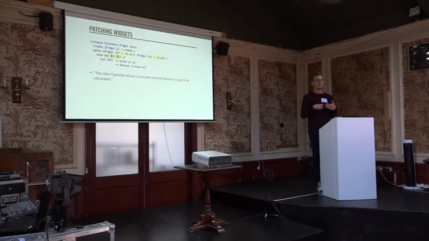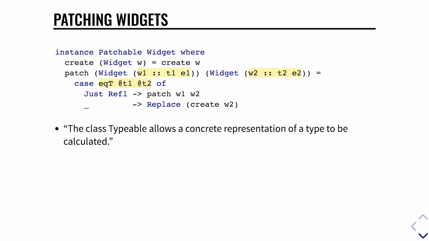And then by pattern matching on that value, GHC knows that in this branch of the case expression, they are equal. So we can pass them both to the patch method. In case they aren't equal, we'll replace the first one with the second one. OK, and this is from the documentation of Typeable. The Typeable class allows you to calculate a concrete representation at runtime of a type. So that's how we can compare them at runtime.